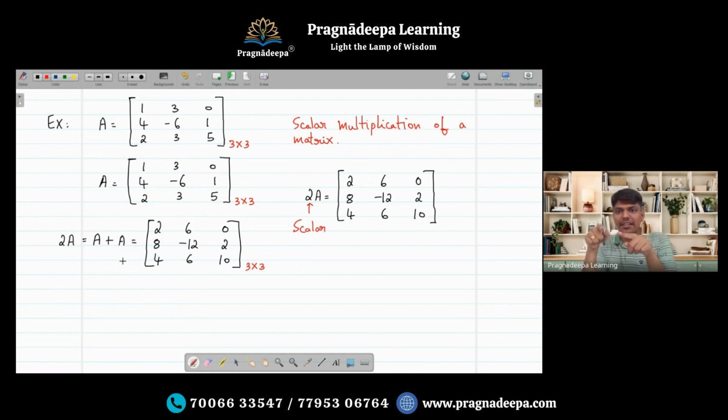And what is A? Matrix. So, what is this concept called? Scalar multiplication to a matrix. So, when you are multiplying a number to a matrix, it should be multiplied to all the elements of the matrix.